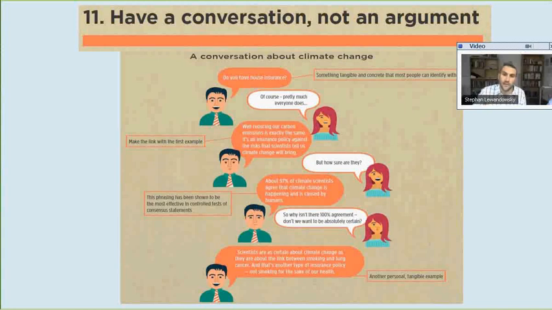And what you can see on the screen here is just an example of how to embed some of these principles that we've been talking about, using analogies, talking about the consensus, making it kind of personal and tangible for people, how to embed these in a conversation about climate change.